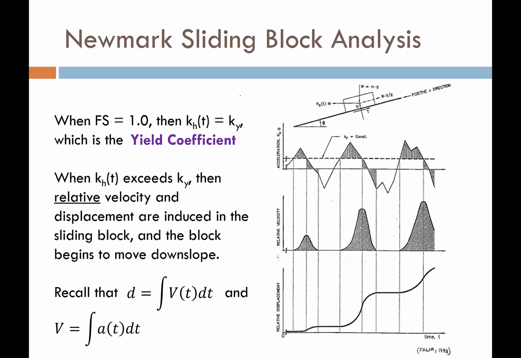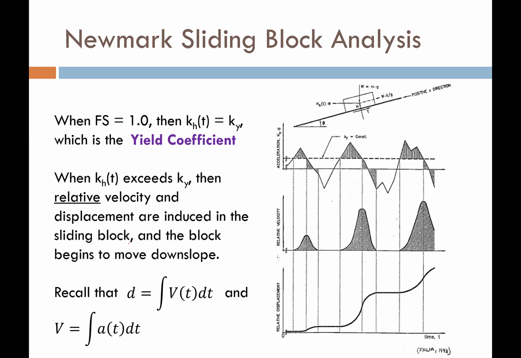So now we're playing a game of comparing KH to KY. And anytime KH is larger than KY, that means that the acceleration is larger than the acceleration needed to get the block moving. So that means then that we're generating relative velocity in our block. And if we're generating relative velocity, we're generating displacements.